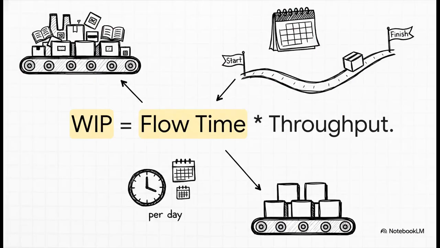And here it is, that elegant little formula. Let's break it down really quick. So, WIP, that's work in progress. It's all the stuff, the inventory in your system. We're talking every book being printed, every patient in the waiting room, every line of code that's being tested. Flow time is the total time from start to finish for one single unit to make that whole journey. And throughput, that's your completion rate. How many things you finish per day, per hour, per week, whatever.